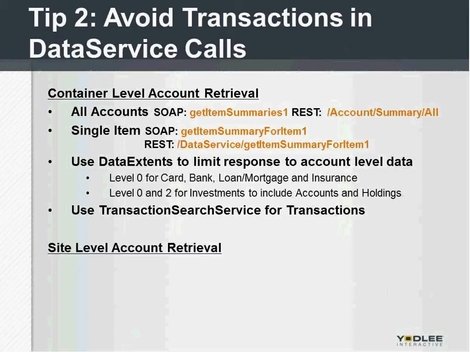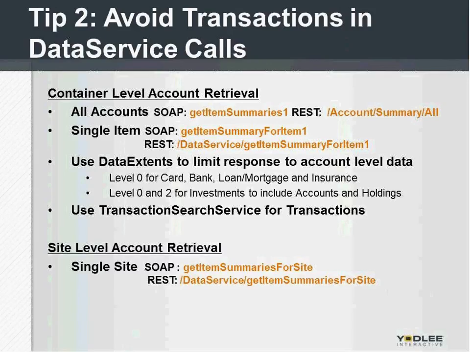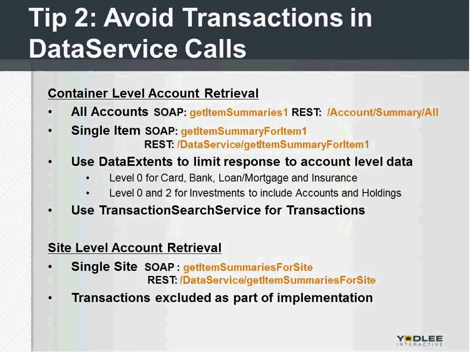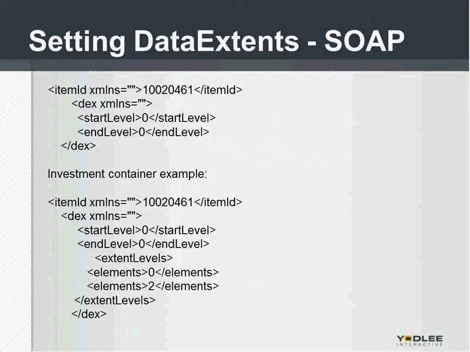Now, first, our new site level APIs, get item summaries for site. There really is no need for you to do anything. We've already taken care of this in the APIs themselves. Transactions are excluded from these APIs, so there's really no need to worry about the extents in these APIs. So we've included a few code examples here.